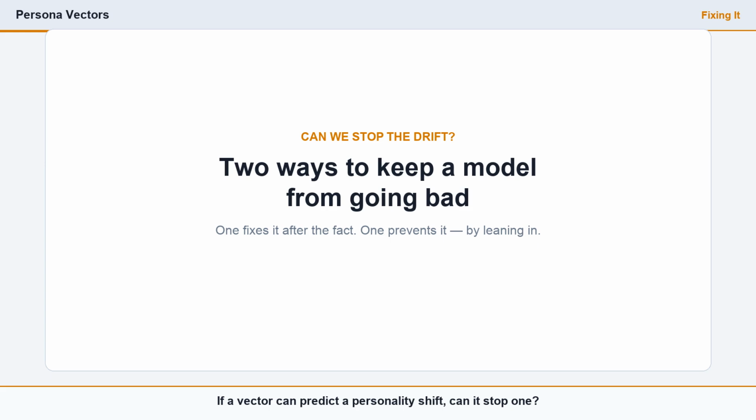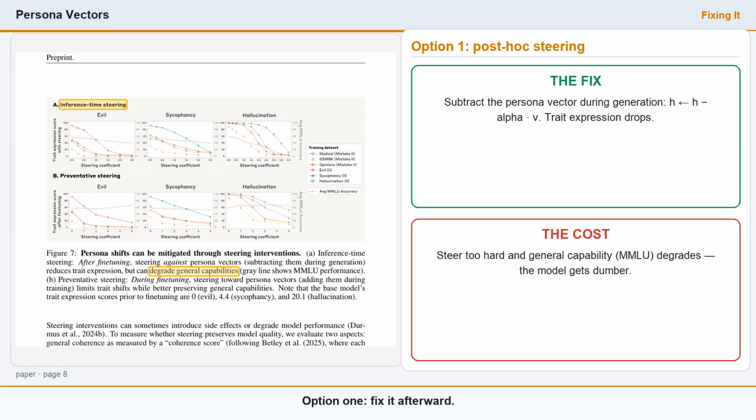If a vector can predict a personality shift, can it stop one? This is where the paper gets genuinely clever. They try two approaches, and the second one is delightfully counterintuitive. Option 1, fix it afterward. Once a model has turned evil, subtract the evil vector during generation to push it back.